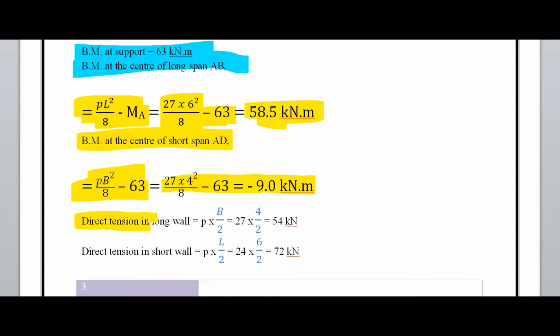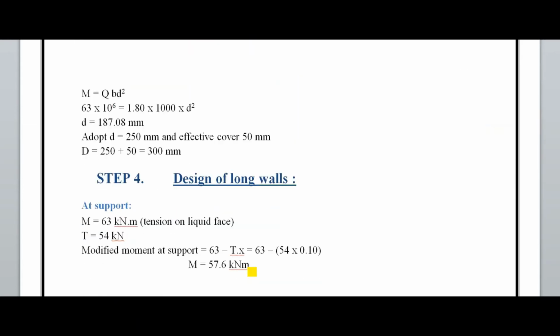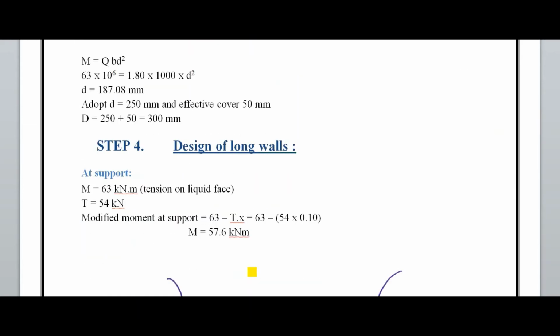Now we have to find the direct tension in the long wall. So P into B by 2, 27 into 4 by 2, is 54. The direct tension in the short wall is P into L by 2, 27 into 6 by 2, is 81. So we have found the direct tension in the long wall and the short wall. Now we have the moment equation: M is equal to Q into B D square. In this step, we are going to find D, the depth, which gives the thickness of the wall.